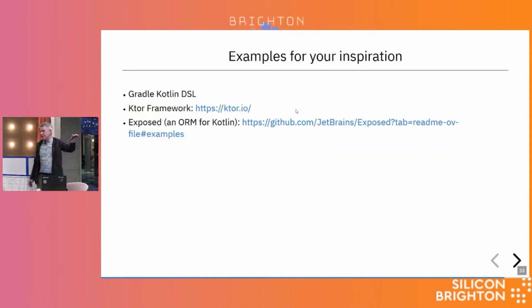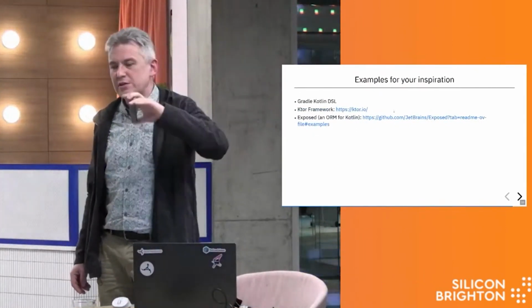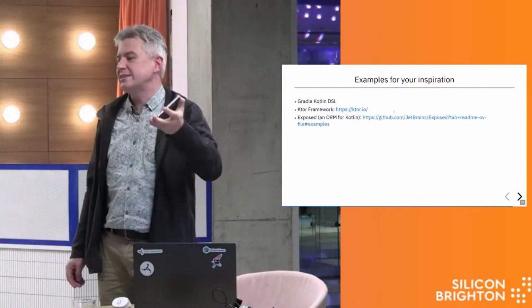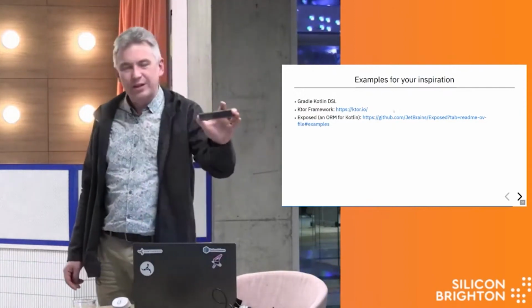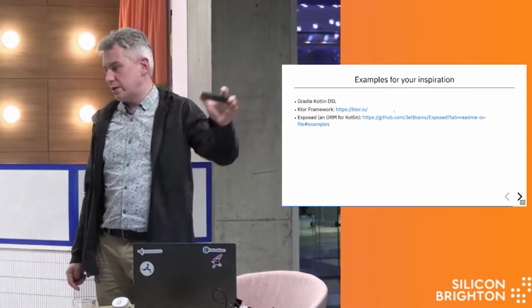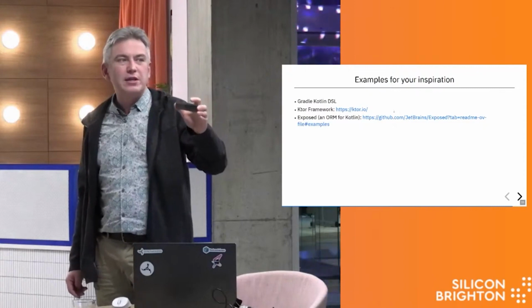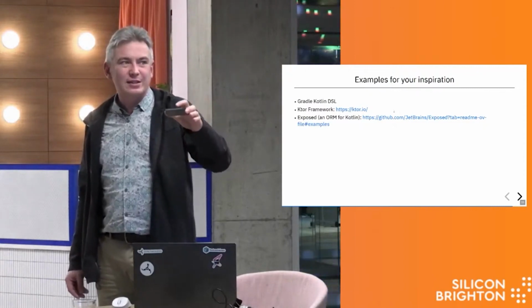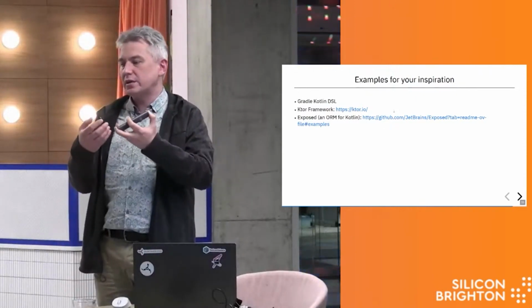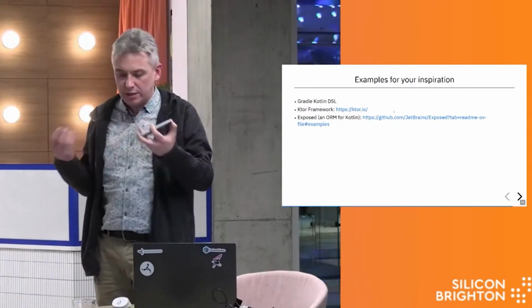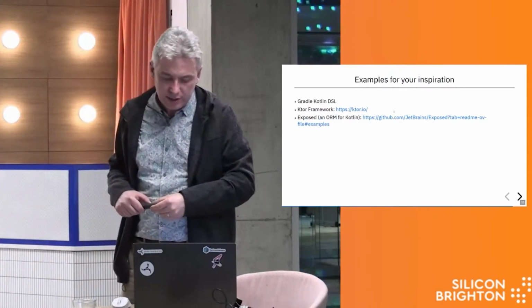Some examples for your inspiration. So you might get to your job tomorrow and think, okay, I want to make some of my APIs DSL-ish. So what can be sourced for your inspiration? Of course, Gradle Kotlin DSL. Of course, the Ktor framework. And Exposed, an ORM for Kotlin. You don't have to use them, but you can just see how they use Kotlin DSL and use them as examples of well-designed Kotlin DSL APIs.